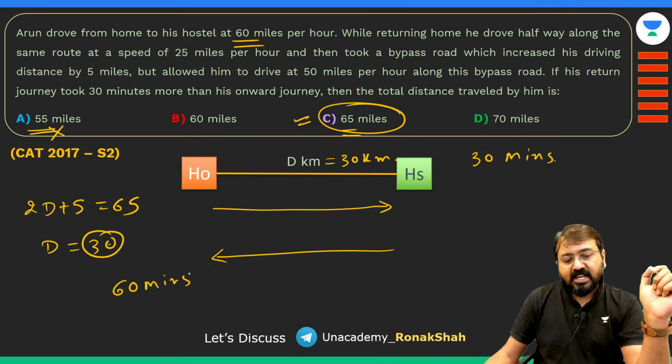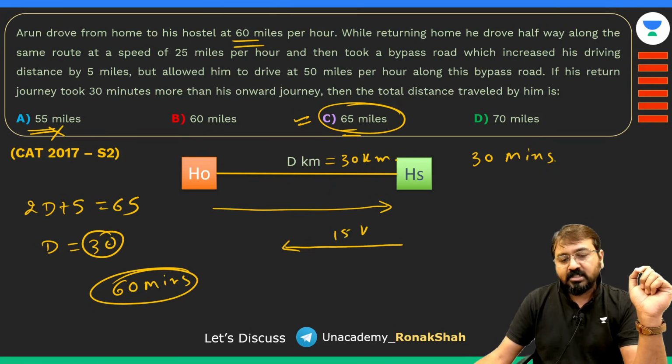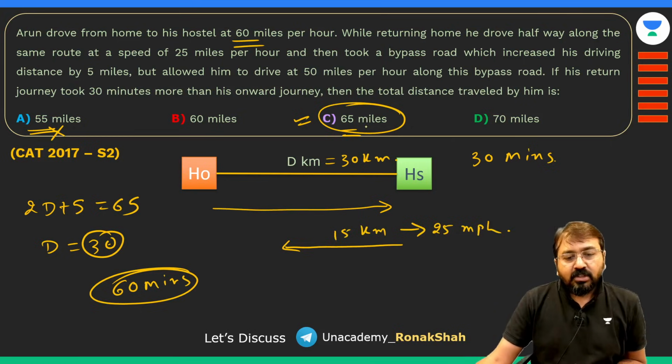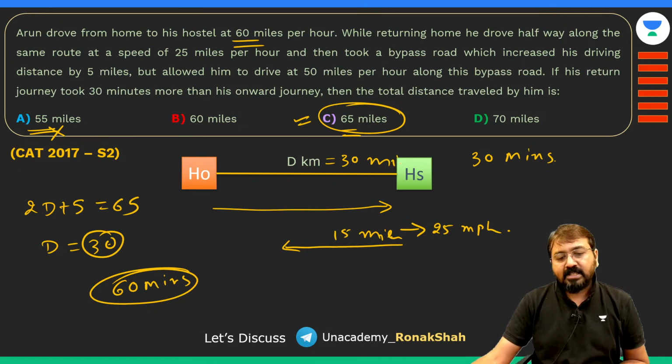Now let's see whether we are getting 60 minutes based on the given condition or not. So it says that he traveled half the distance, that is 15 kilometer distance, at the speed of 25 miles per hour. Okay, now here everything we are assuming in miles. I'm sorry, I have written kilometer, we should have written miles, doesn't matter. I'm sure you must have understood this. So everything is in miles. Okay, 15 miles, 30 miles, and so on and so forth.